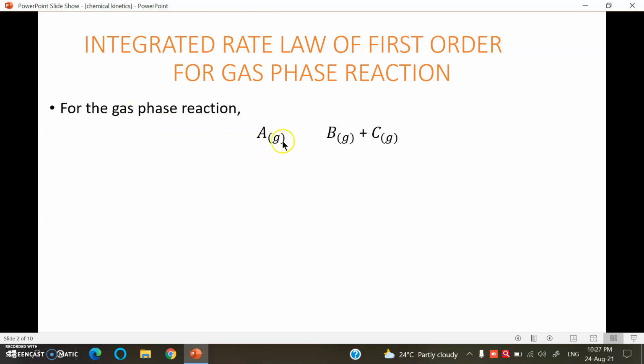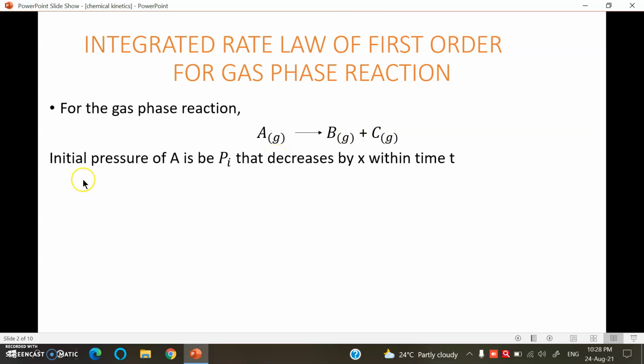Reactant A decomposes to give B and C gaseous products. As you know, the concentration of a liquid solution is expressed in molarity. For gases, the pressure is taken as the concentration of the reactant or product. Whenever we express the concentration of a reactant or product in gaseous form, their pressure is taken.